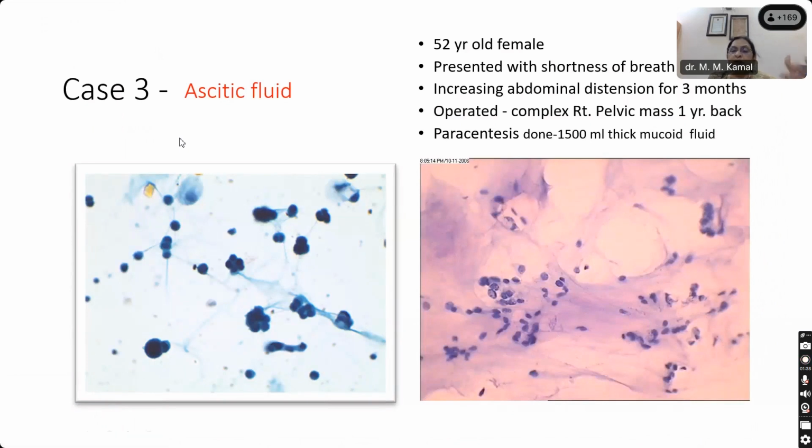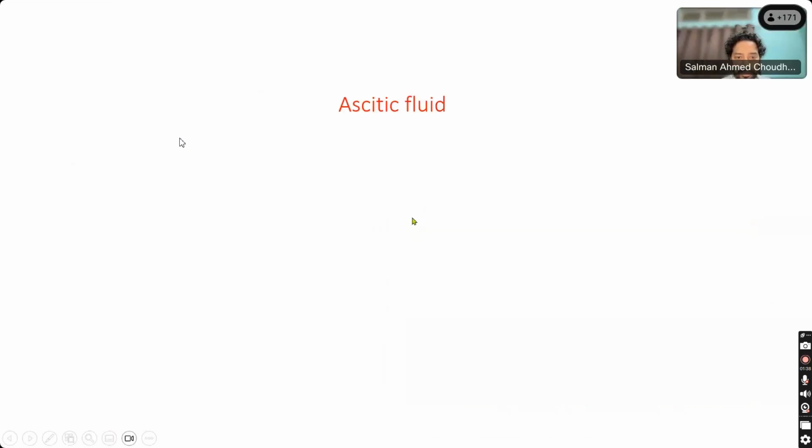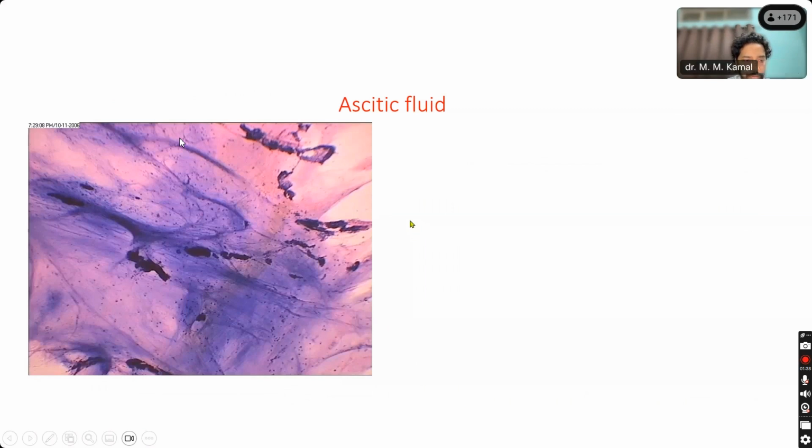So are you able to form any opinion whether they are benign or malignant on this? Ma'am, I think they are malignant. Low-grade malignancy, borderline malignancy? Low-grade malignancy. You're sure about it? Okay. Now in this, some more fields of the same case. And here also we can see the thick mucoid background, because they are entrapped in it.